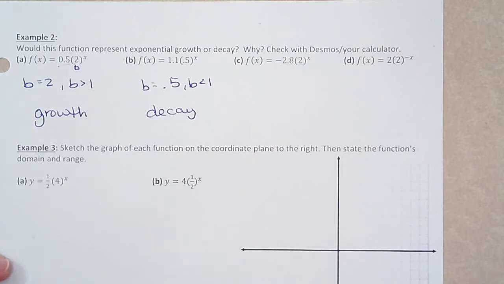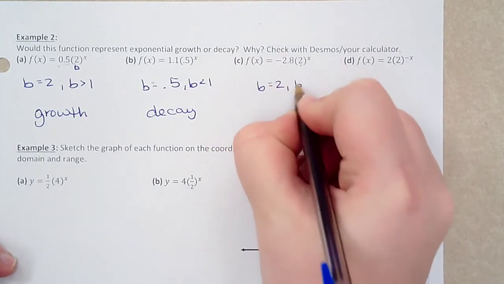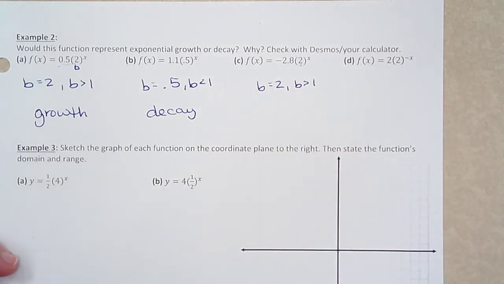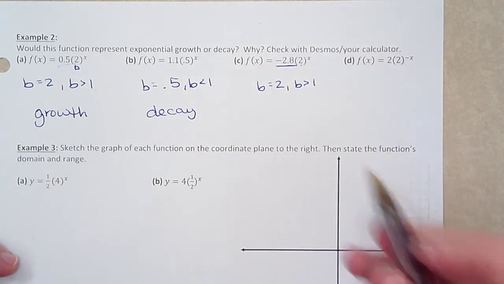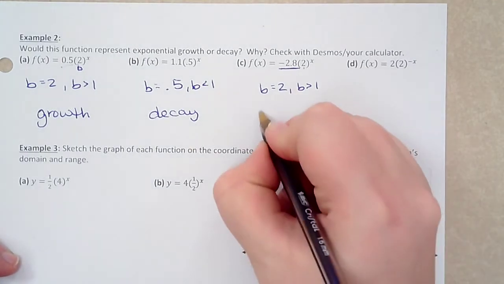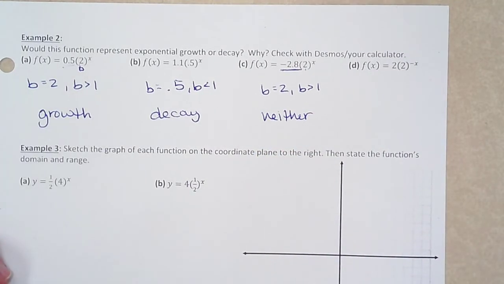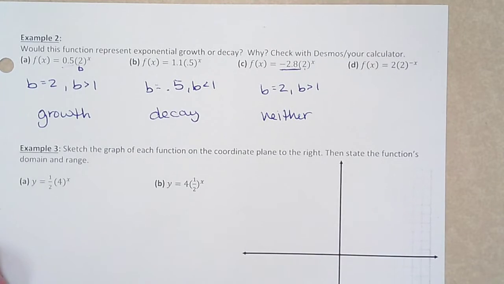All right, this next one is a 2, so b is equal to 2 and b is greater than 1. So you would think this would be growth. However, because we have a negative a, that means it's going to flip it down and it's going to decrease. And we don't say that this is exponential growth or decay. We're actually going to say that this one is neither. Because it follows an exponential growth pattern in the negative direction, it's really hard to say that something grows negatively. So that one is neither.